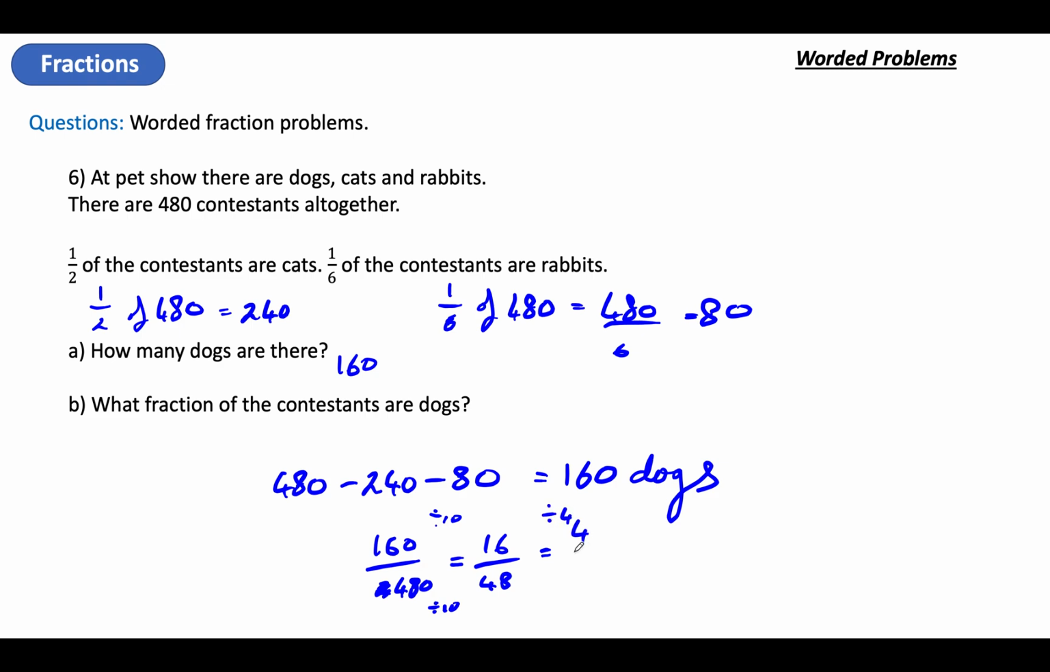So 16 divided by 4 is 4. 48 divided by 4 is 12. Oh, I could divide by 4 again. So 4 divided by 4 is 1. 12 divided by 4 is 3. 1/3 of them are dogs.